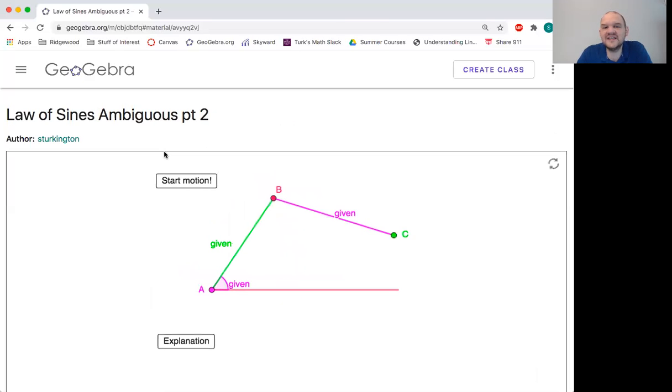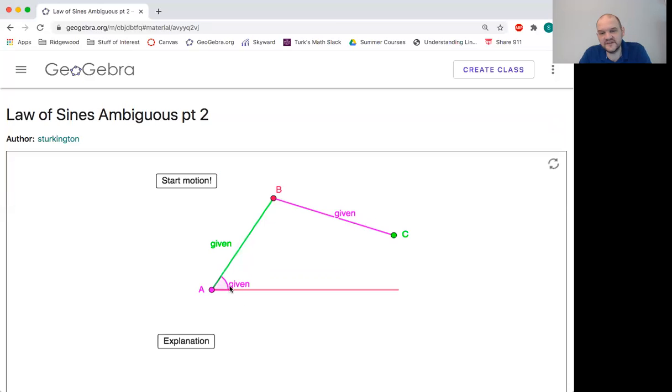All right. So let's change it up a little bit. You can see we have an angle, which is given. The side opposite that angle is given. So angle, side opposite the angle, that's law of sines. But then we don't know another angle. What we know is another side. This is more annoying.